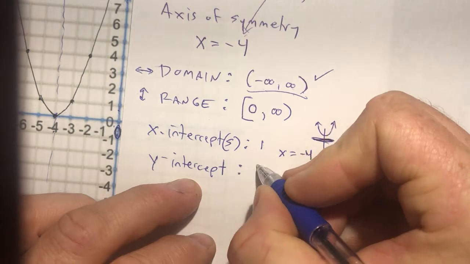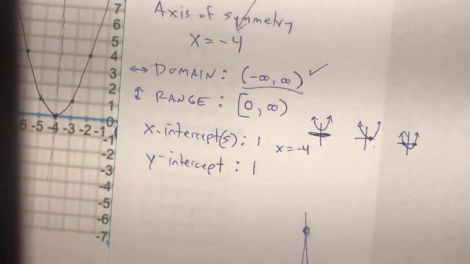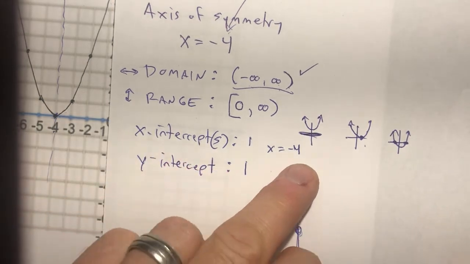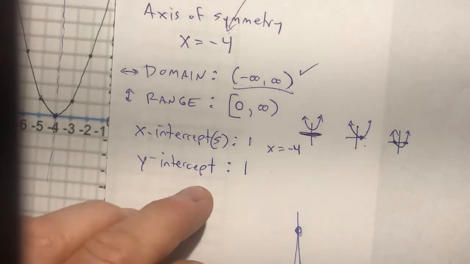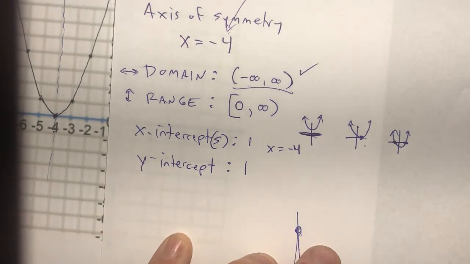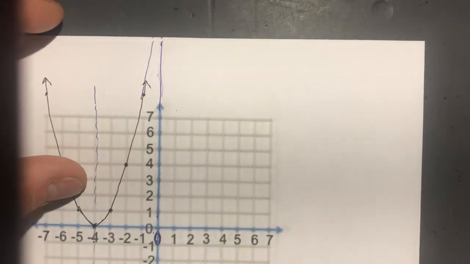this has one y-intercept. And every one of these will have just one y-intercept. But now x-intercepts, you could have 0, 1, or 2. But y-intercepts, you always have just one y-intercept. Okay? And so these are all the things we can tell about this graph right here.